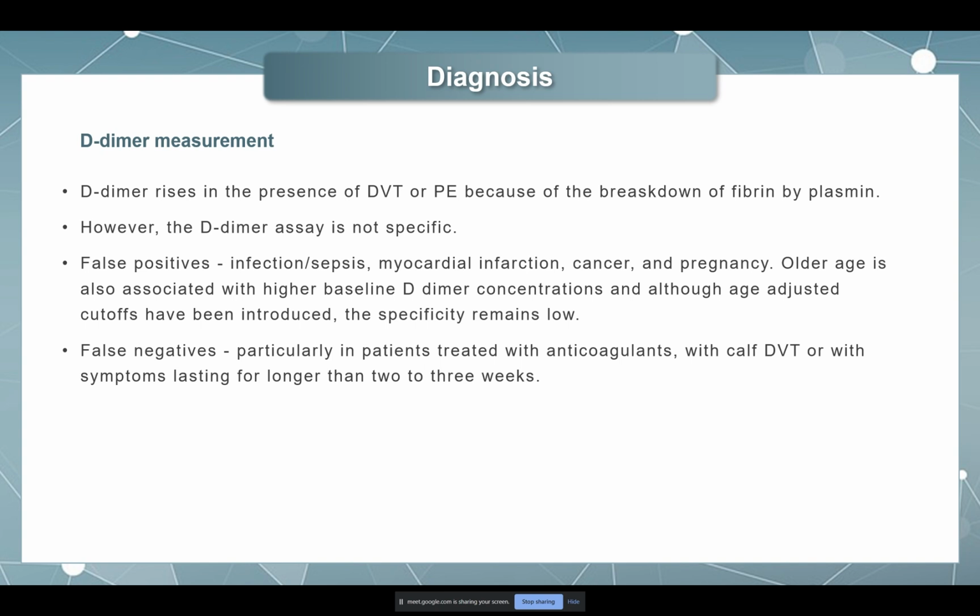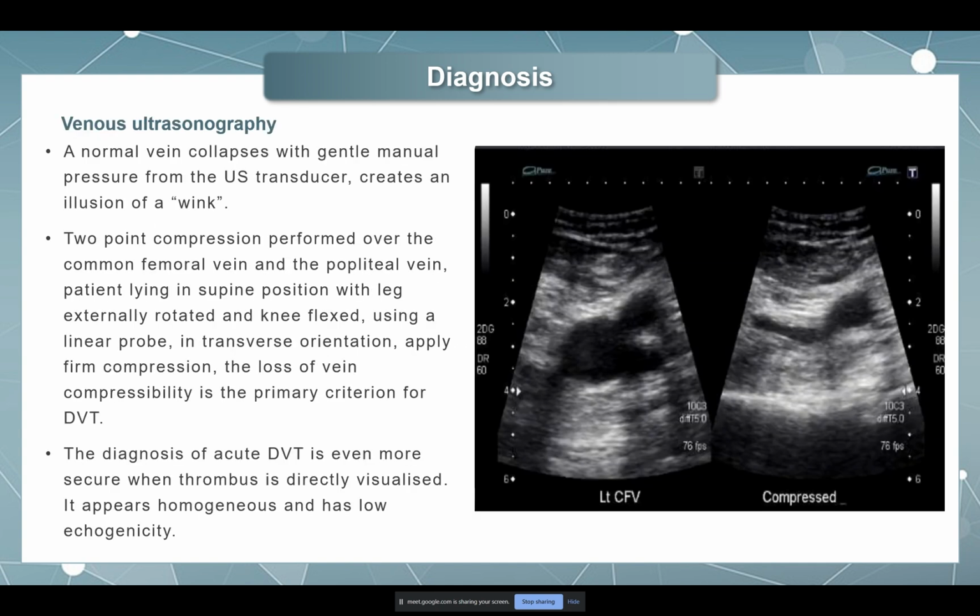So D-dimer is just a value for us to decide whether to proceed with ultrasound or not.